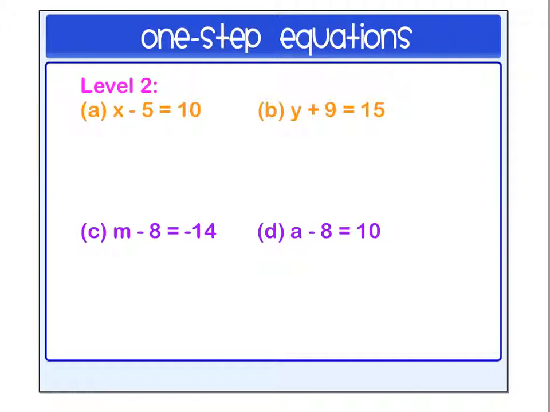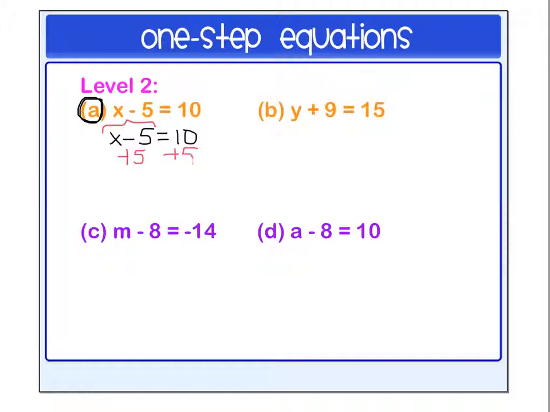So on problem A, don't get this A confused, that's just how I numbered or lettered them. So problem A, we have x minus 5 equals 10. Right now, if you look at the left-hand side of the equal sign, it's connected to a number by subtraction. So right now we have x minus 5. Our goal is to get the x by itself, so we want to undo that minus 5. To get rid of the minus 5, we're going to add 5 to both sides.